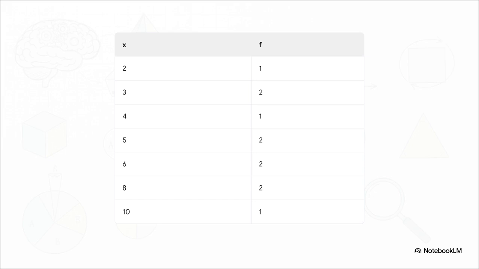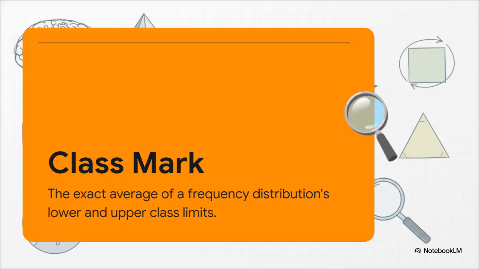We can multiply each value by its frequency, add them all up, and divide by the total number of items to find the mean. And for this specific data set, the mean elegantly works out to exactly 5. Let's keep this momentum going.